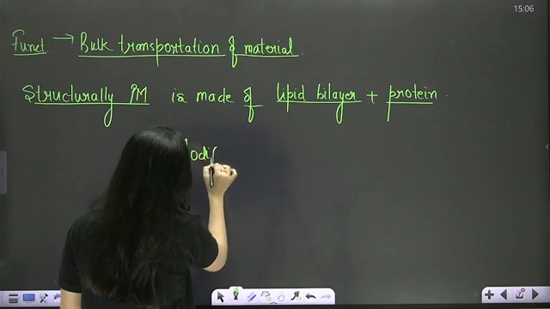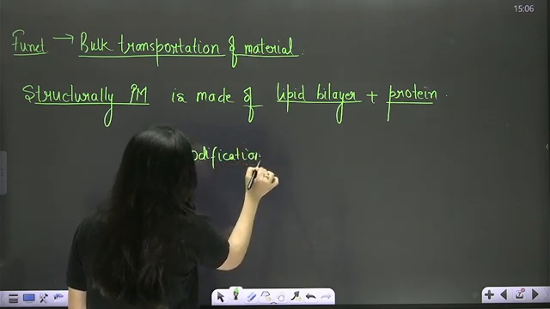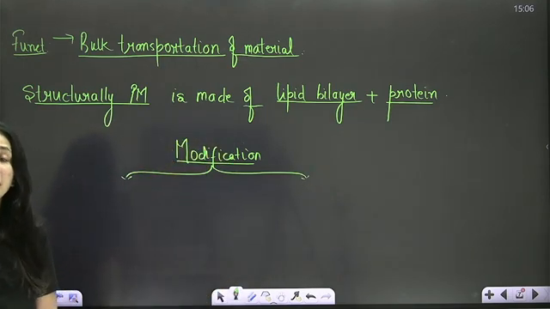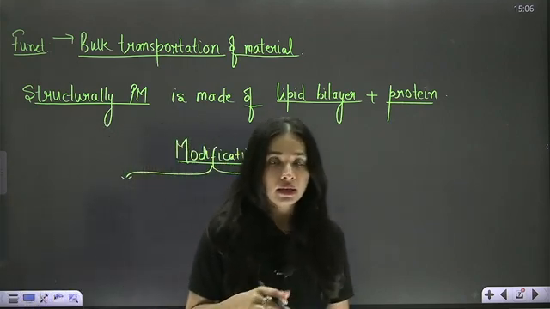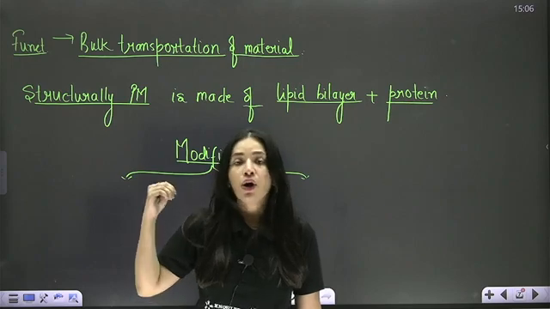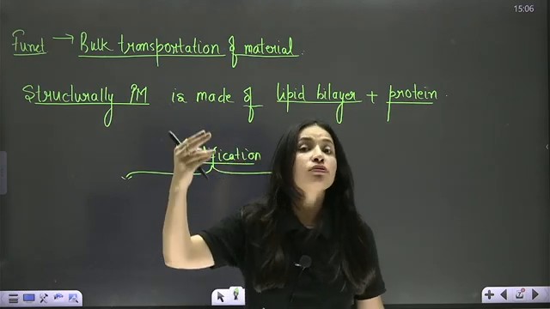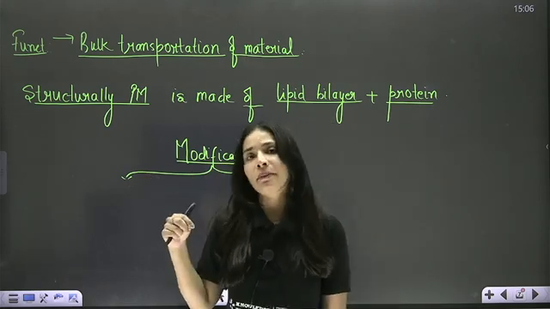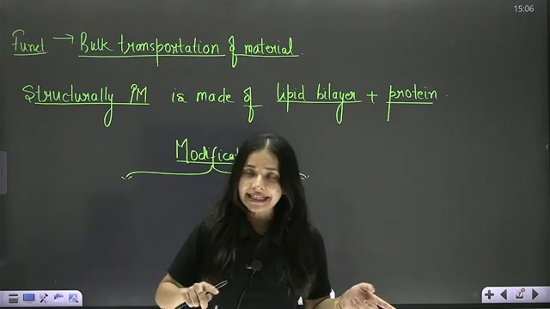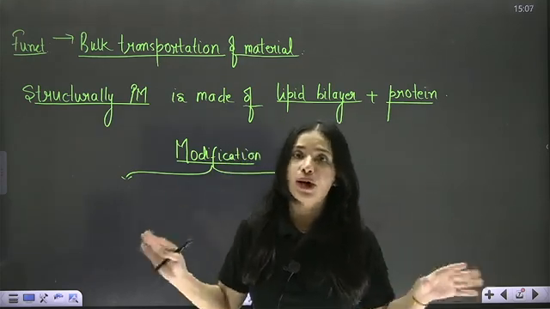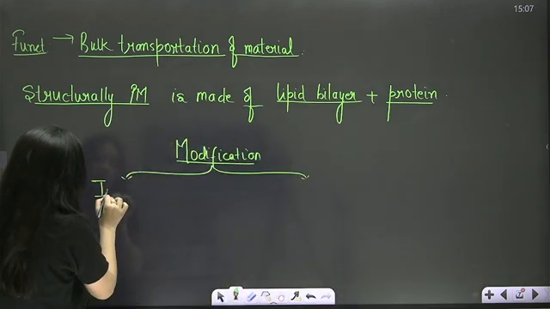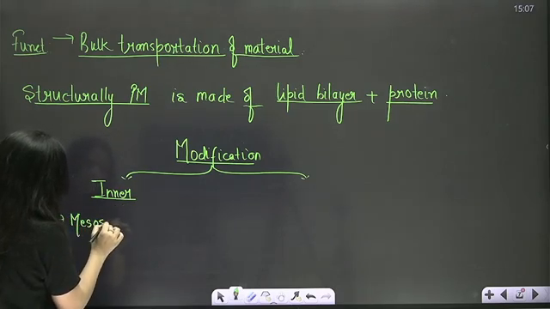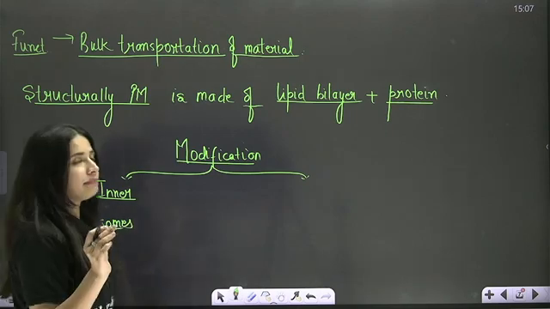So the next heading is modification of plasma membrane. Now this modification I can divide into two categories depending upon the location, whether the modification is inside the cell or outside the cell, that is, whether the plasma membrane is going outward or projecting inward. Accordingly, we have two categories of modification, right? So inner modification, in which you have to study just one. Yes, you all guessed it right, mesosomes.